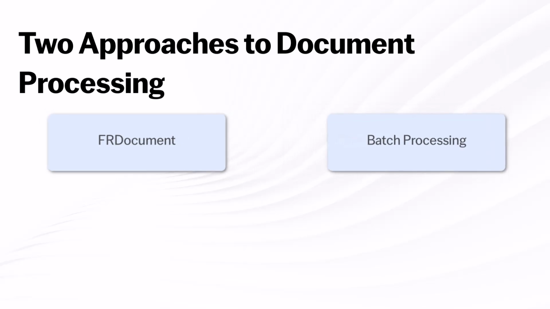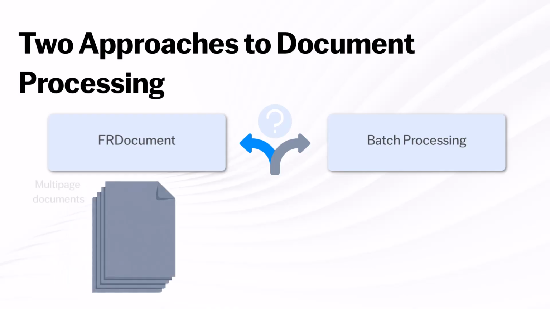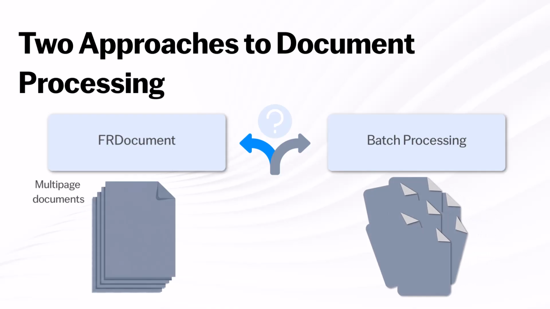These two paths exist because real-world document processing scenarios are not one-size-fits-all. There is no universally better method, only the one that best fits a given use case. The key difference is this: the FRDocument approach is typically used for multi-page documents, while batch processing is designed for large volumes of one-page documents. Let's examine each approach in detail, starting with the FRDocument object.